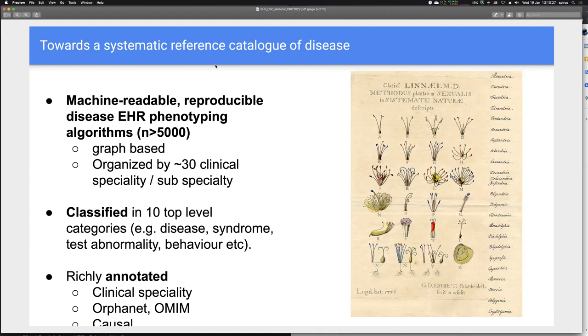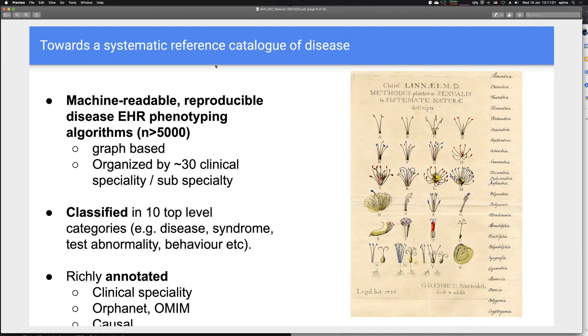Again, trying to somehow address the challenge of heterogeneity in ICD-10, we've classified ICD codes in 10 top-level mutually exclusive categories. So most of them are a disease, but we've tagged things that are not quite a disease, such as syndromes or test abnormalities or things related to risk factors. So you can easily sift through and exclude phenotypes based on both the clinical specialty and also based on what the ICD-10 code actually defines.